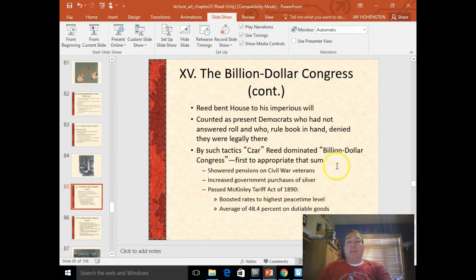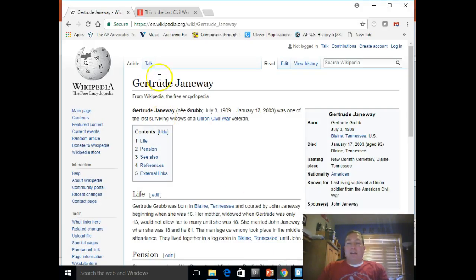This pension plan, though, is so outlandish in the way that it's written, is that we have had people living into the 2000s who were Civil War veteran widows. This one right here, Gertrude Janeway, was our last of our Civil War widows who passed away. She was born on July 3rd, 1909. So you'll notice that is 40 years after the Civil War was done, and she didn't die until 2003.